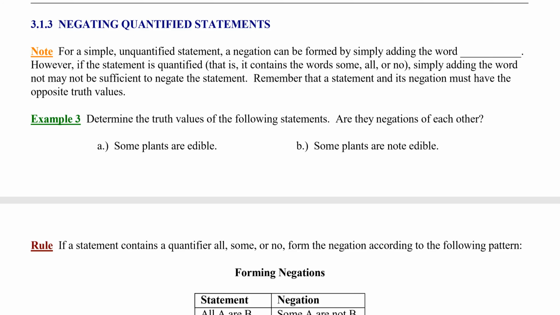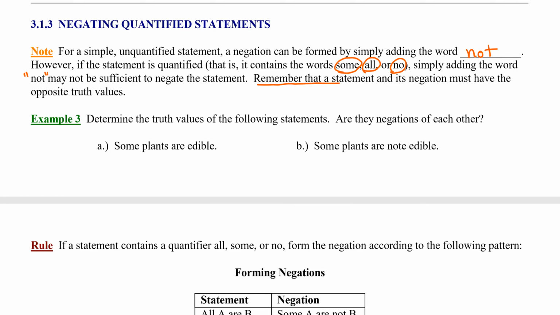Let's discuss negating quantified statements in 3.1.3. Note, for a simple, unquantified statement, a negation can be formed simply by adding the word not. However, if the statement is quantified, that is, it contains the words some, all, or no, simply adding the word not may not be sufficient to negate the statement.